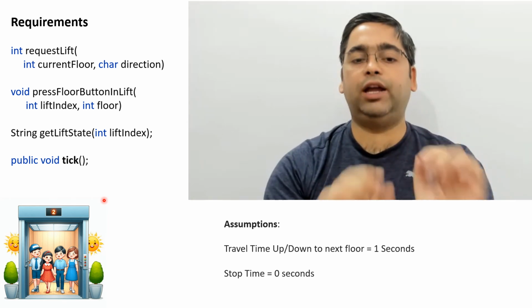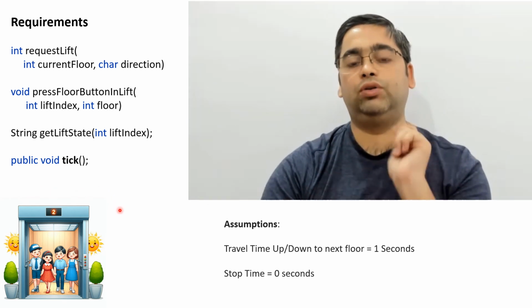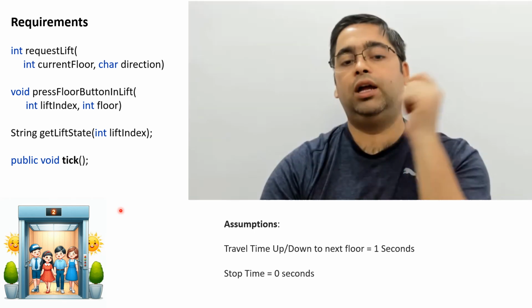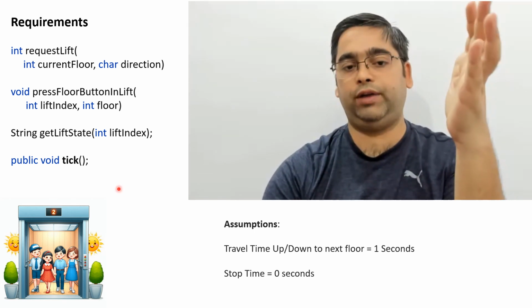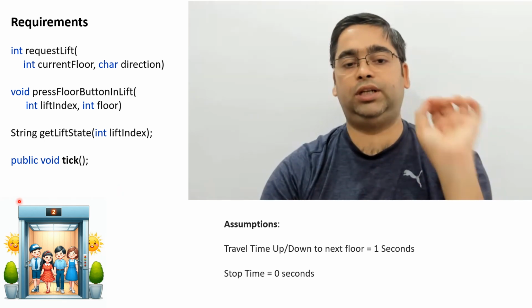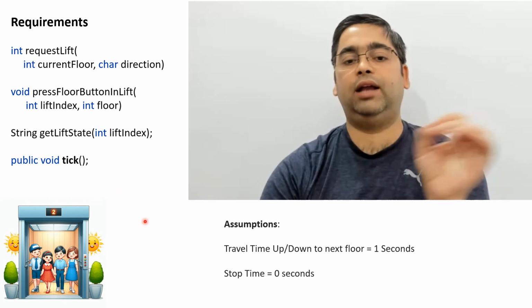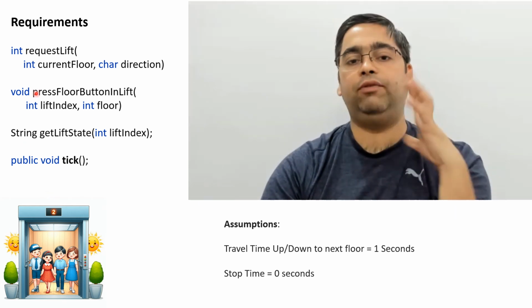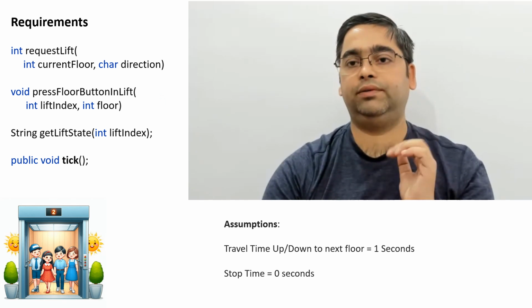And finally, we assume that this method tick is called every 1 second by the system. So when tick is called, it means you have to update the state of each of the lifts. If the lift was going up and it was at floor 4, then move it to floor 5. And we will use this tick method to track the seconds that have elapsed rather than using the system time. So we have our assumptions with this method and we have all our requirements. So let's get started with the class design.